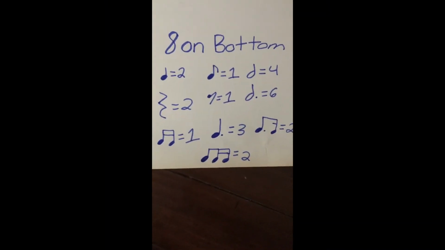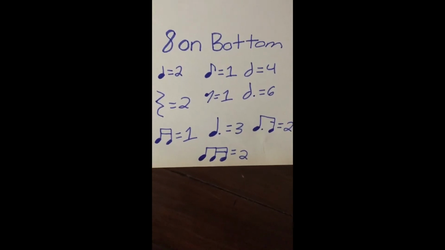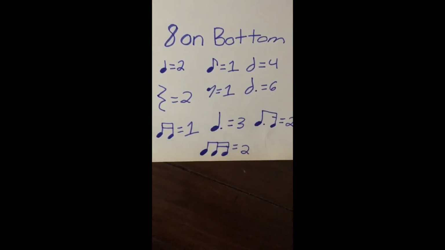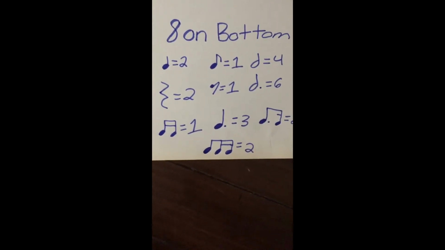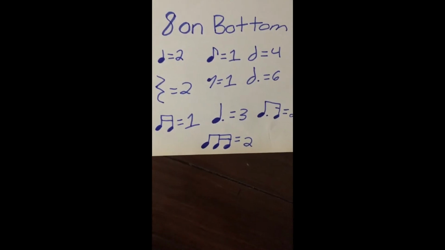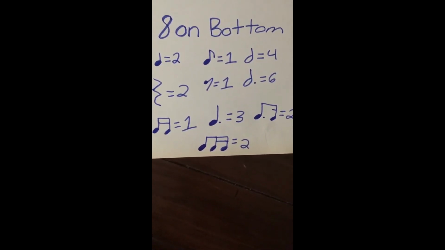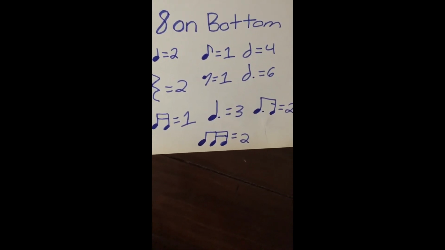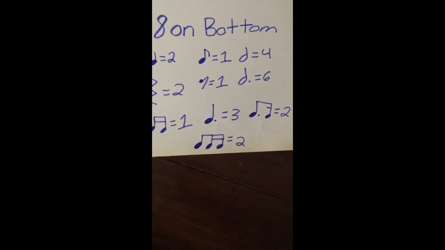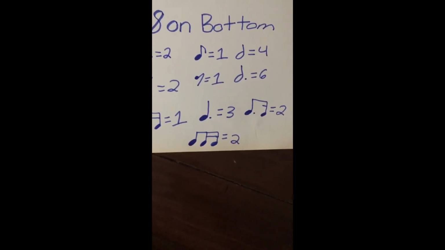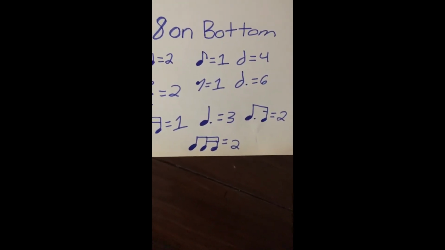When the 8 is on the bottom, a quarter note is worth 2 beats, an eighth note is worth 1 beat, a half note is worth 4 beats, a quarter rest is worth 2 beats, an eighth rest is worth 1 beat, a dotted half note is worth 6 beats, a pair of 16th notes is equal to 1, a dotted quarter note is worth 3 beats, a dotted eighth note to a 16th note is 2 beats, and 1 eighth note and 2 16th notes equals 2 beats.